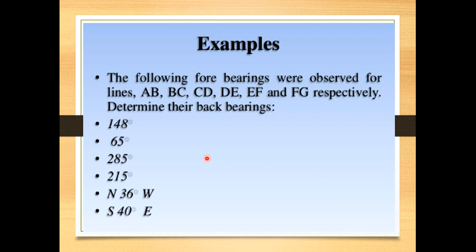So next numerical is on fore bearing and back bearing. The following fore bearings were observed for lines AB, BC, CD, DE, EF and FG respectively. Determine their back bearings: 145 degree, 65 degree, 285, 215, S 36 degree W and N 40 degree E.